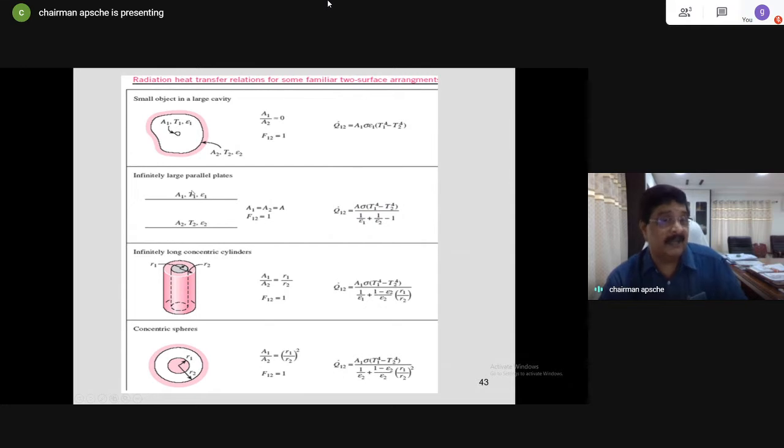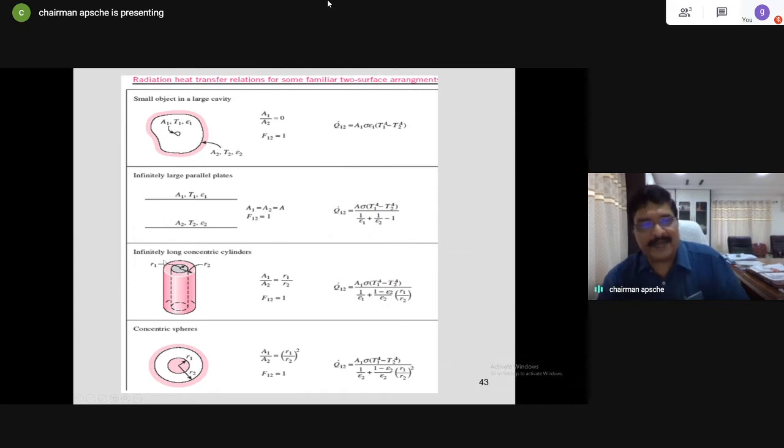They are real plates. Surface 1 has emissivity epsilon 1 and area A1, temperature T1, and infinitely large parallel plates and A1 equal to A2 anukunta. Second surface is at epsilon 2 and T2. Okay, that's how you get it.